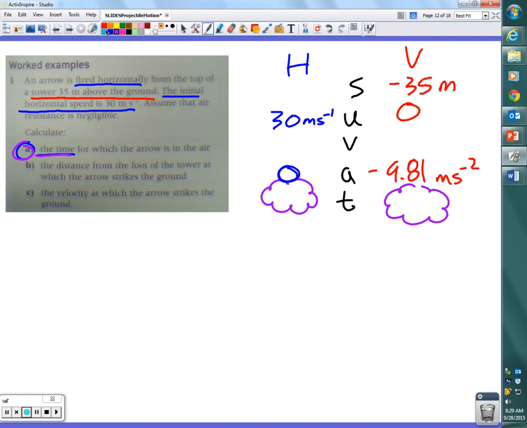If you look back at your list of Suvat equations, we need to find one that contains S, U, A, and T. So you can look at them real quick, or you can just wait for me to write it up on the board. Good there?